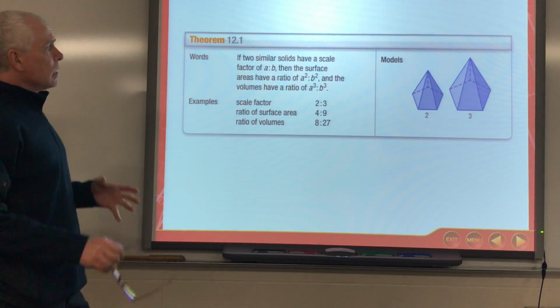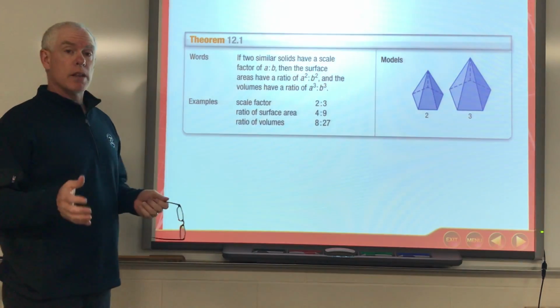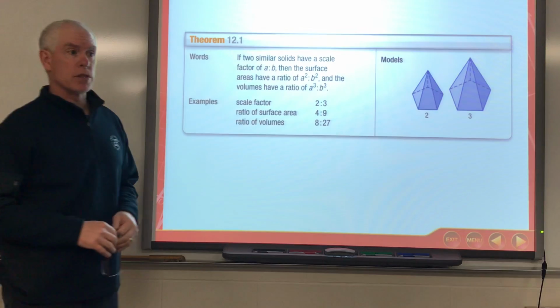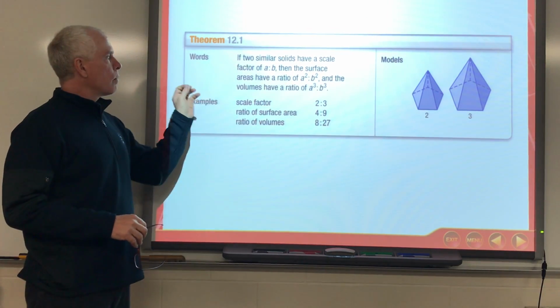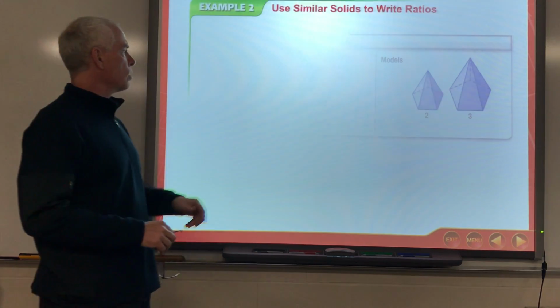All right. A couple of things. If two similar solids have a scale factor of A over B, then the ratio of their areas is A squared over B squared. We saw that before in chapter 11. And then the ratio of their volumes is A cubed over B cubed. Okay, so that's something you have to keep in mind.